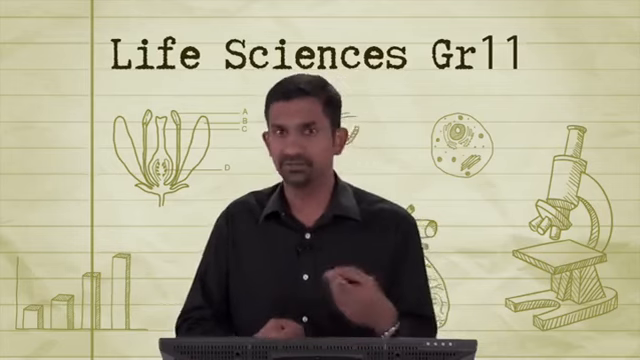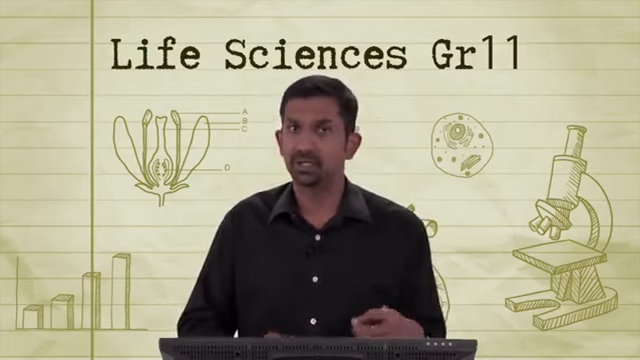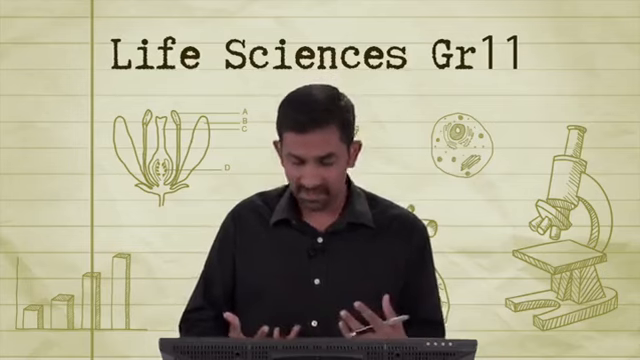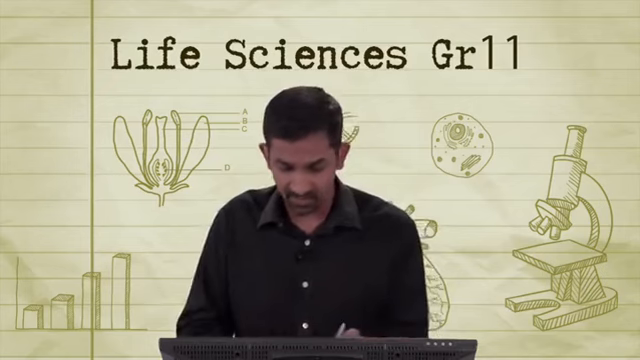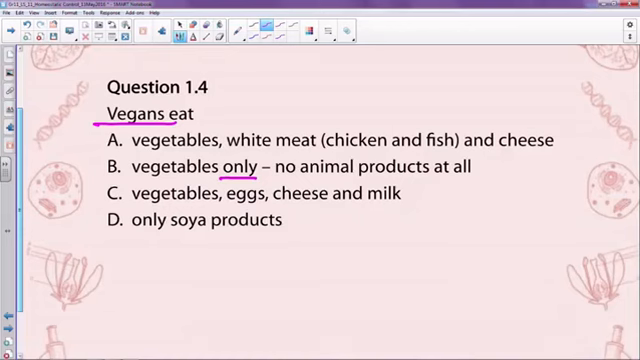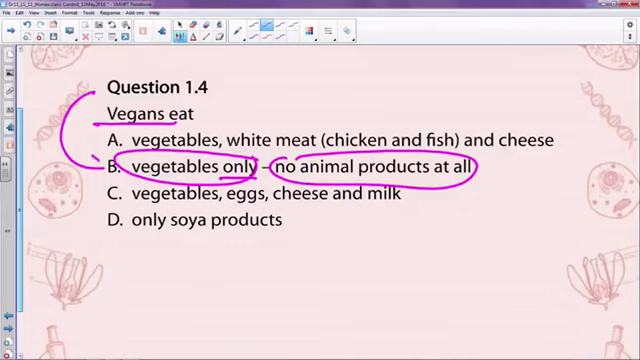If we compare them to vegans, vegans will be individuals that eat only vegetables and no products at all that have come from an animal. Let's look at it. So vegetables, white meat, and cheese. Well, that will be somebody like most of us. B, vegetables only, no animal products at all. And that's essentially what a vegan is. It's somebody who has vegetable products only with no animal products at all.